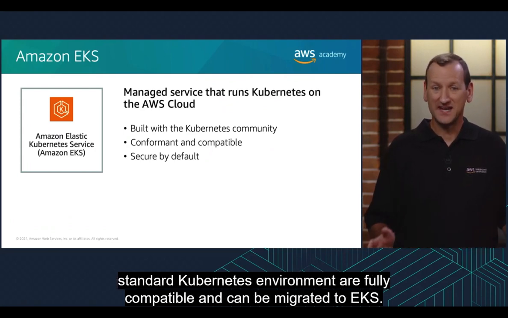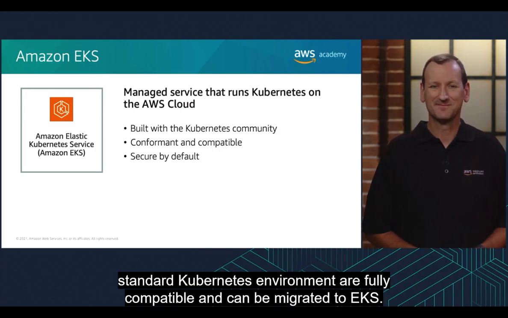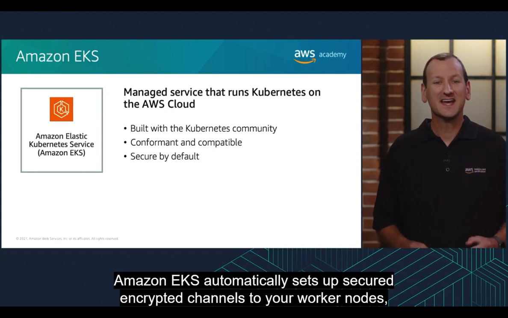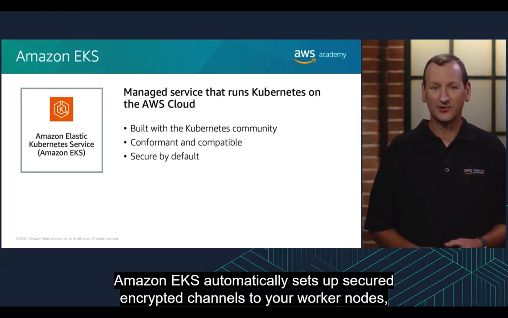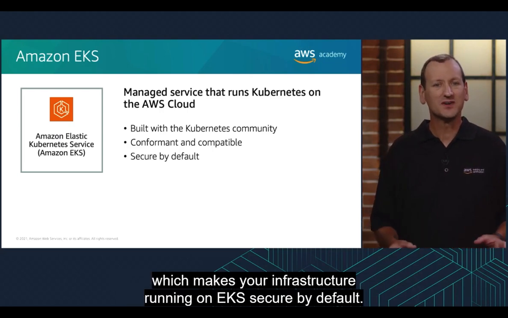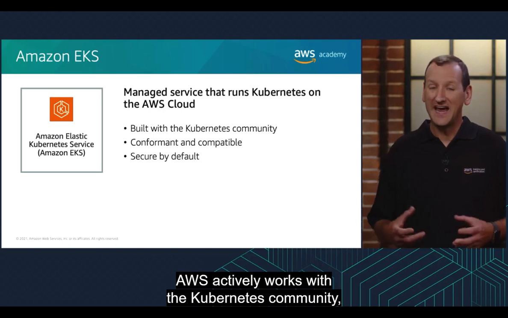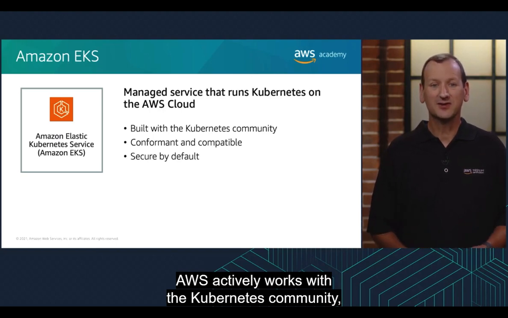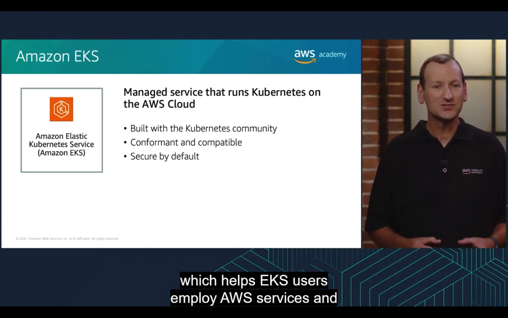Applications that run on any standard Kubernetes environment are fully compatible and can be migrated to EKS. Amazon EKS automatically sets up secure and encrypted channels to your worker nodes, which makes your infrastructure running on EKS secure by default. AWS actively works with the Kubernetes community, which helps EKS users employ AWS services and features.